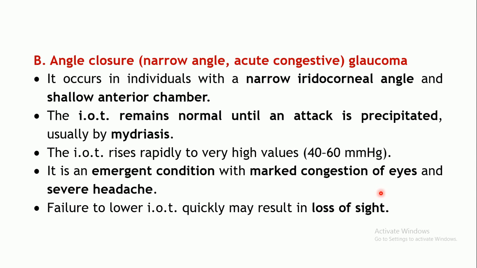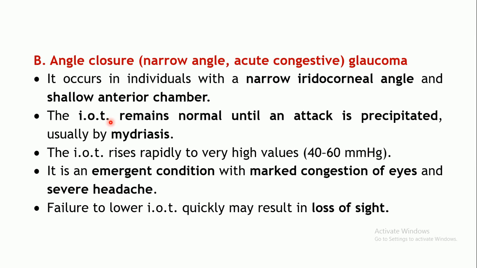Then coming to the second type of glaucoma, that is angle closure glaucoma, also known as narrow angle glaucoma or acute congestive glaucoma. This is the type of glaucoma which develops in patients in whom there is a narrow iridocorneal angle and a shallow anterior chamber. The anterior chamber is smaller in size, or the iridocorneal angle is narrow, so the outflow is affected, and that's how the intraocular tension may get affected.